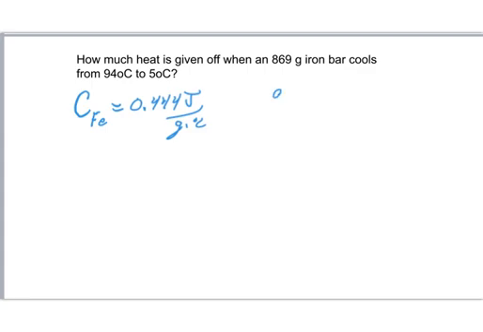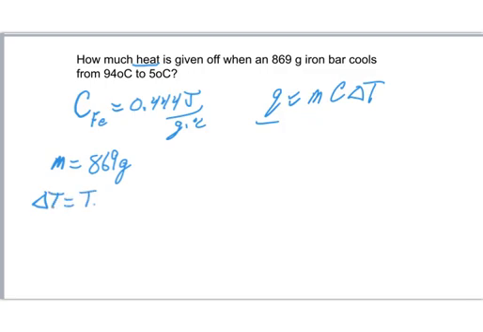And we know our equation Q equals mCΔT, and we could use that to measure the heat, which is Q. The mass is given to us. The mass is equal to 869 grams, and it's cooling from 94 degrees to 5 degrees. So the delta T, which equals T final minus T initial, equals 5 degrees minus 94 degrees, which equals negative 89 degrees.